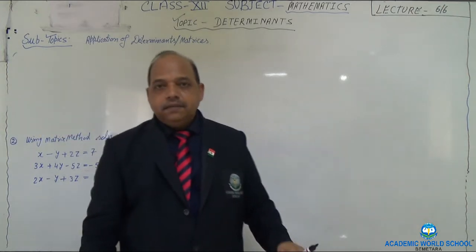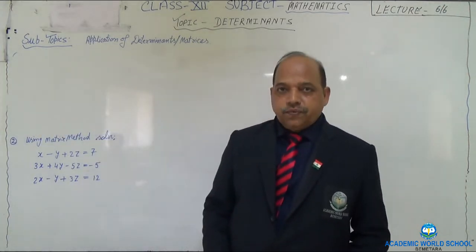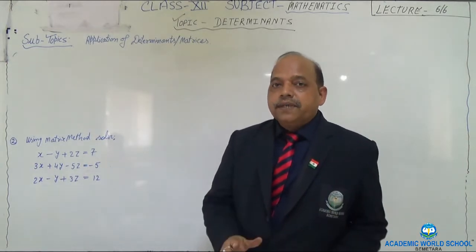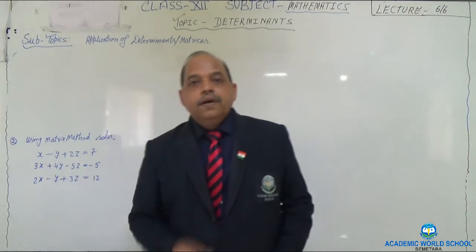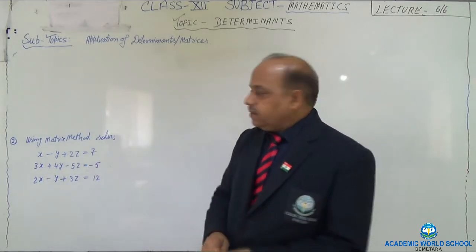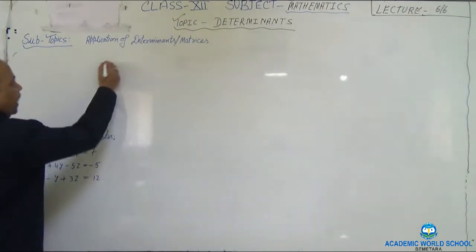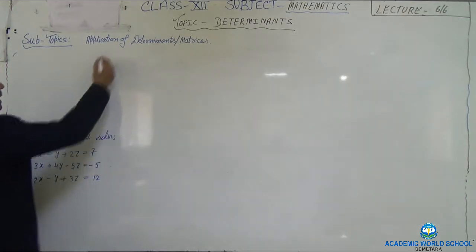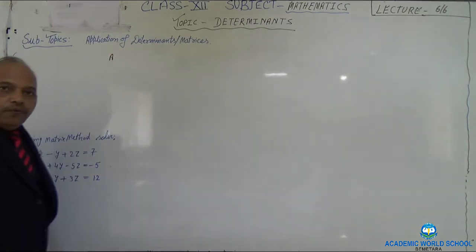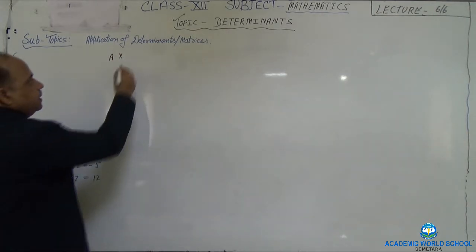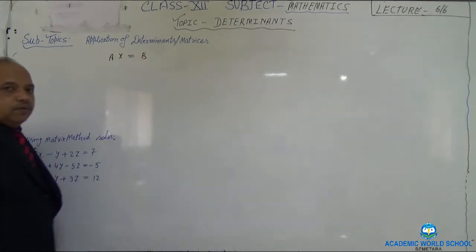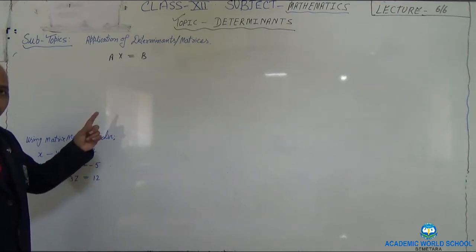So what is the method? To find the solution of x, y and z, the very first step, what do we do? We write it down in the form of matrices. So let's first write it down in the form of matrices. Let's say A is my coefficient matrix, X is my variable matrix, which is equal to a scalar matrix. In this form we want to write it down.